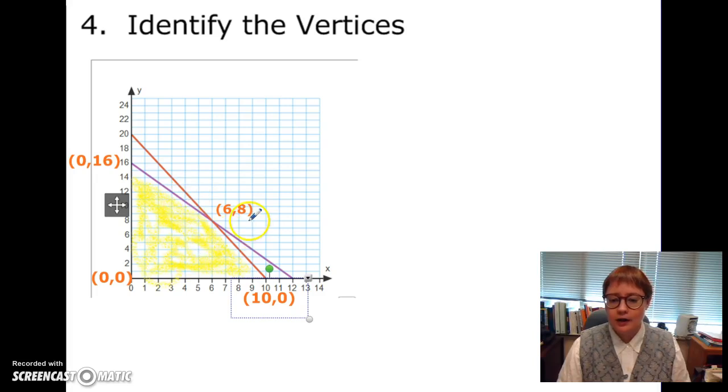The red and purple lines intersect at 6, 8. And the horizontal axis and the red line intersect at 10, 0. So I have a collection of 4 vertices in my picture. Notice that there are 2 intersection points that don't count, 0, 20 and 12, 0. They don't count because they do not sit on the edge of the shaded region.